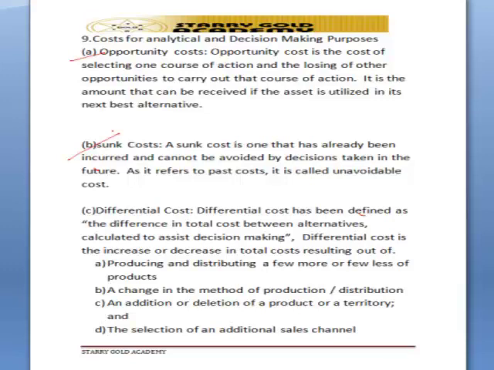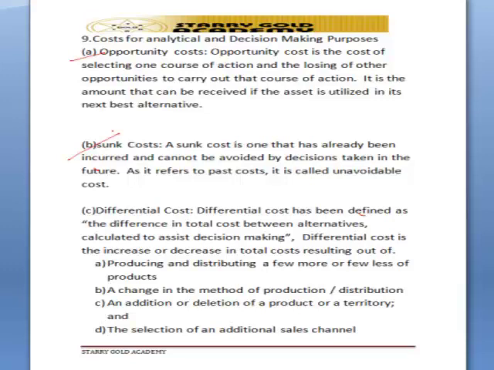So CIMA defines it as the past costs not taken into account in decision making. That's what CIMA defined sunk cost as. They say it is the past cost not taken into account in decision making.